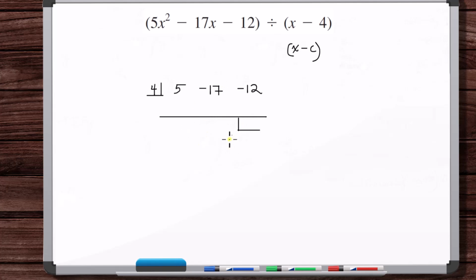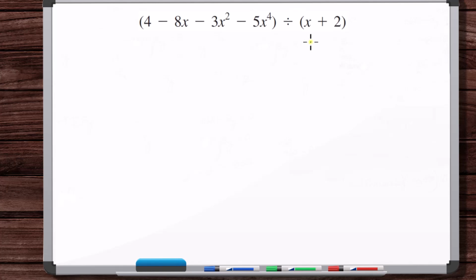Okay, so now let's do the synthetic division. Bring down the 5. 5 times 4 is 20. Add these two. 3 times 4 is 12. Add these two. The remainder is 0. So you can see this is going to be 5x plus 3.